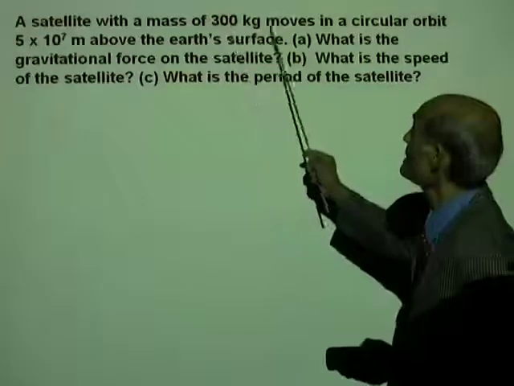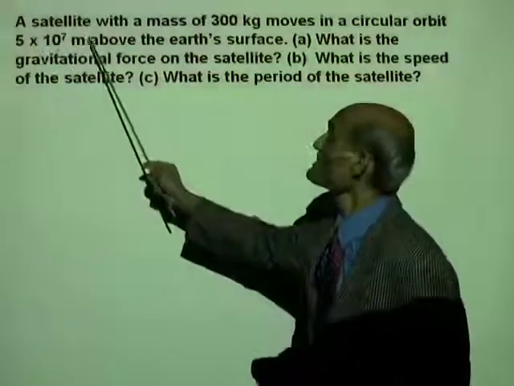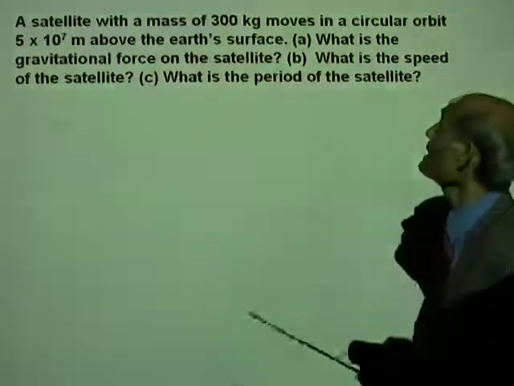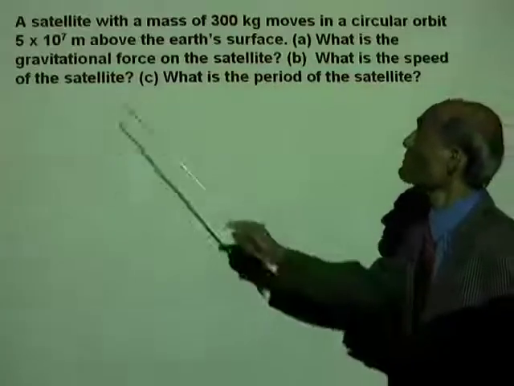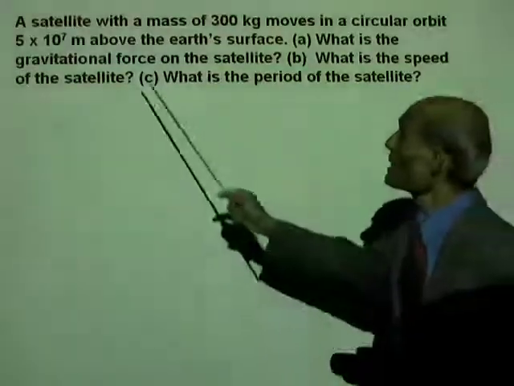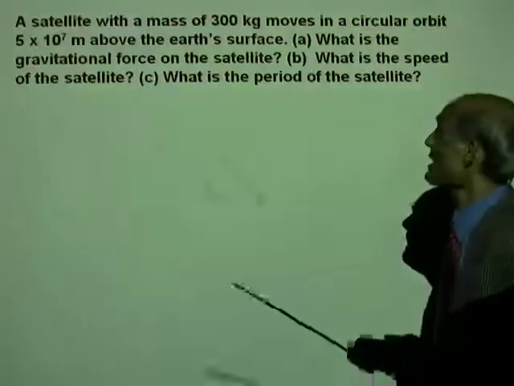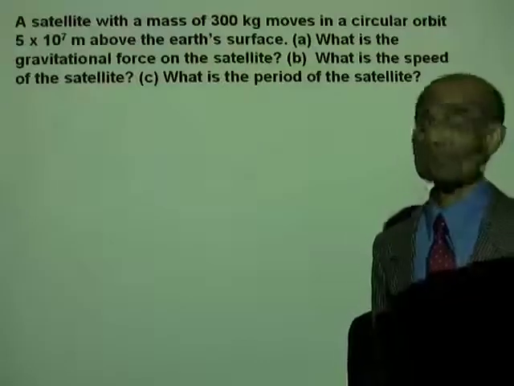Let's do another one. A satellite with a mass of 300 kilograms moves in a circular orbit 5 times 10 to the 7 meter above the Earth's surface. What is the gravitational force on the satellite? What is the speed of the satellite? What is the period of the satellite?